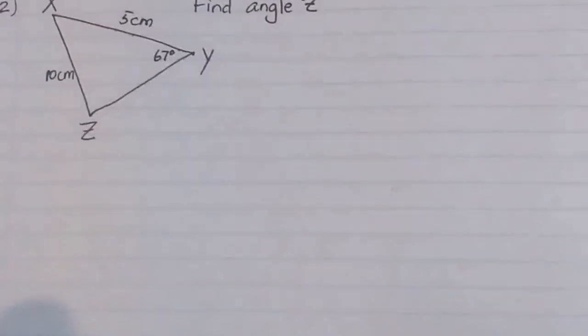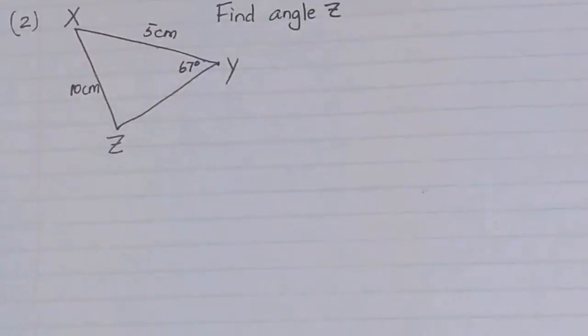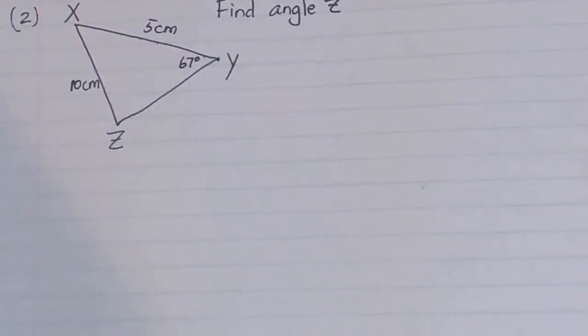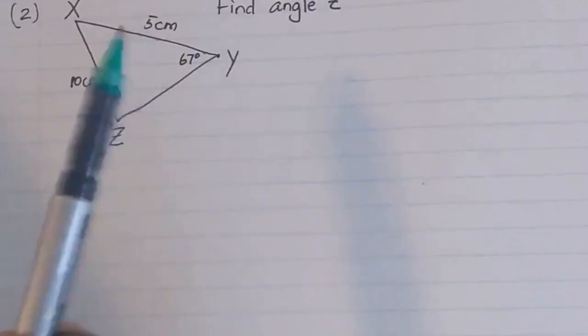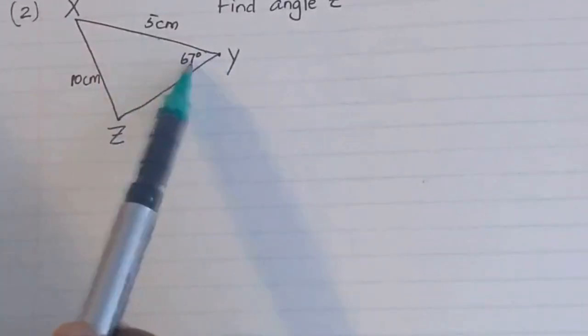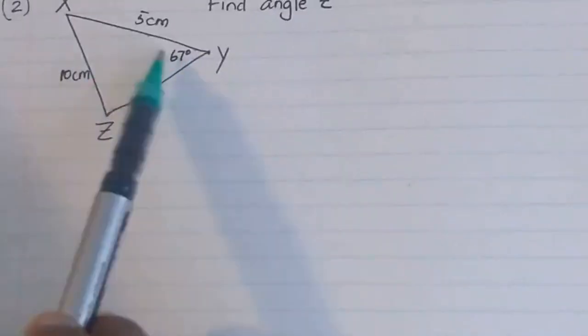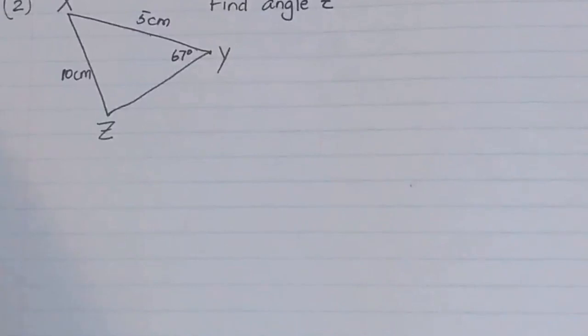Let's move on to the second question. So in the second question, we are asked to find the angle Z. And to find the angle Z, we have to think whether we have to use cosine or sine. Since we are given an angle and an opposite side, the angle and the corresponding side for that angle and another side, we can use the sine law.